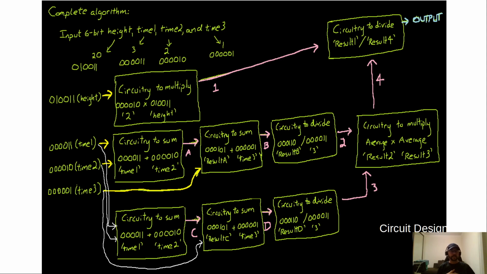The main difference here is we have to input the numbers in binary, and we get the output in binary. That's just how I chose to leave it.